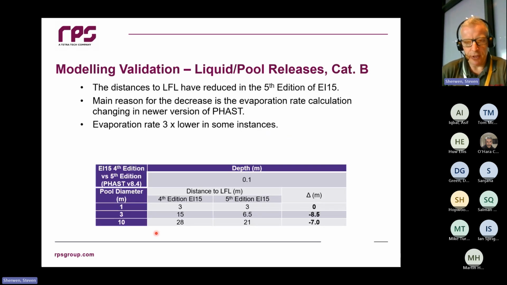The changes that come out are as you can see for category B liquids. Remember, category B is a liquid that's above flash point, but also above boiling point. You can see that for smaller pools, there's no difference. But once we get to the bigger pool diameters, there's quite a big reduction in the zones. Instead of 15 meters for a 3 meter pool, we're down to 6.5.